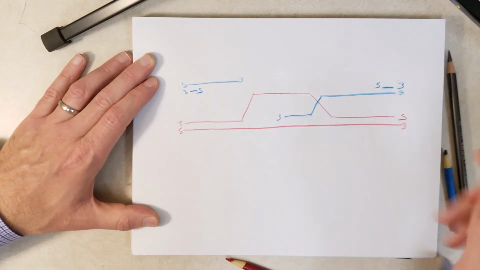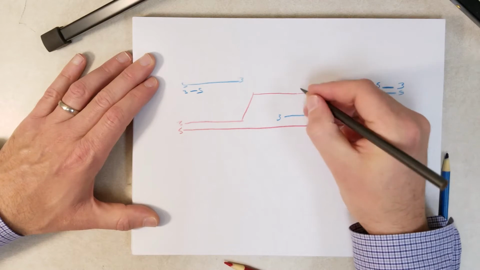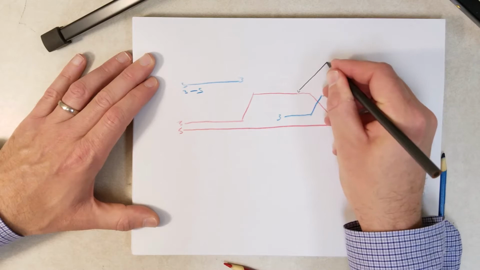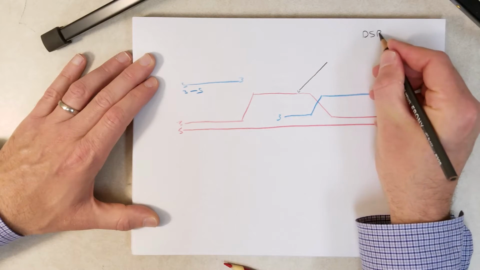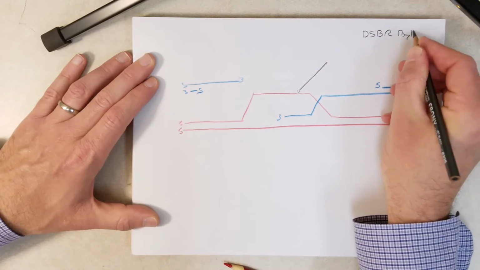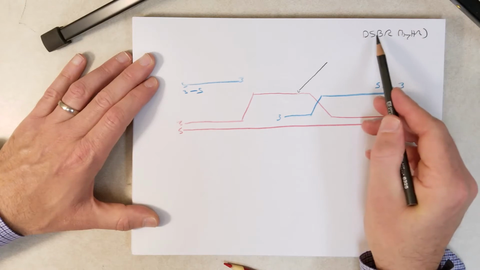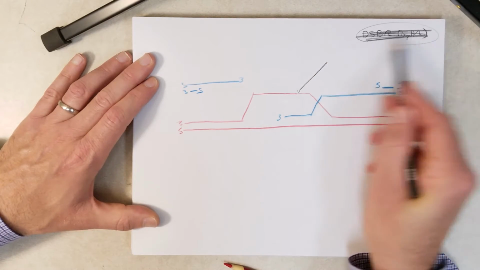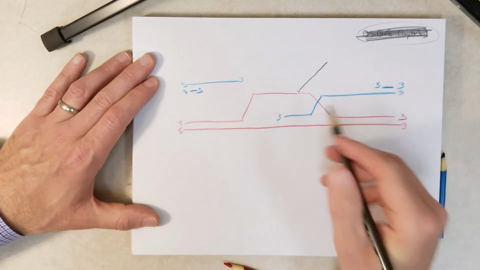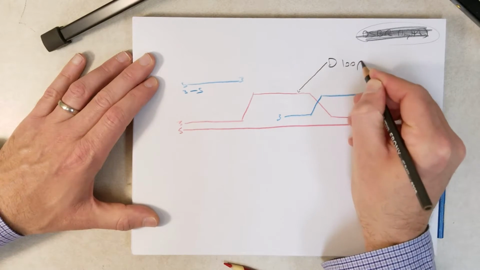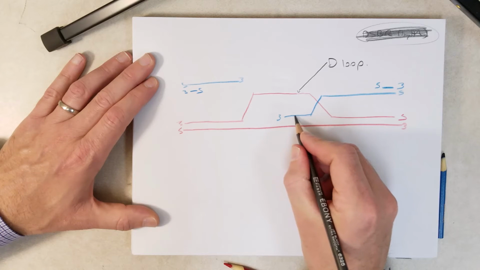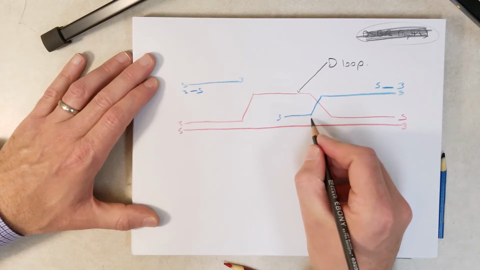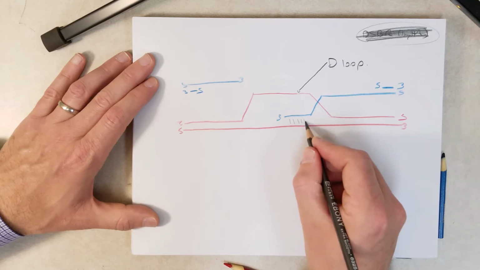So we have the displacement loop. Oh, and I should mention, make sure you check out the lecture on DSBR by homologous recombination, which is lecture 17, because if you haven't seen this yet, then none of this is going to make sense. So this is the displacement loop. This is the 3' end invasion, the single end invasion. Let's say it found homology here.